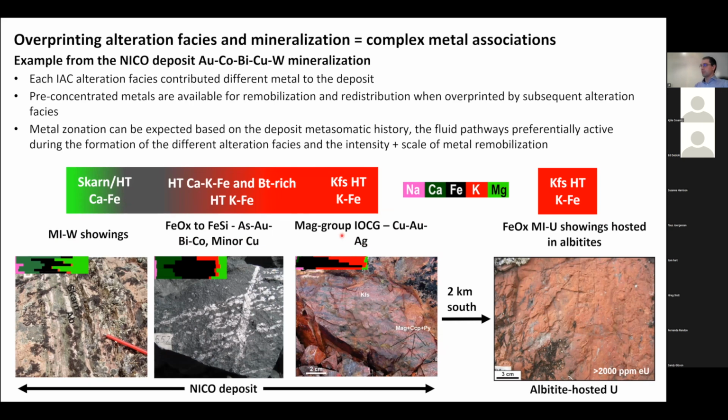So Nico is really a good example of how the temporal development of these different alteration facies and overprinting relationships can concentrate different metals in the same deposit. But then how to classify that, it's really what is a primary metal in the zones of mineralization from an economic perspective to define what type of deposit we have.